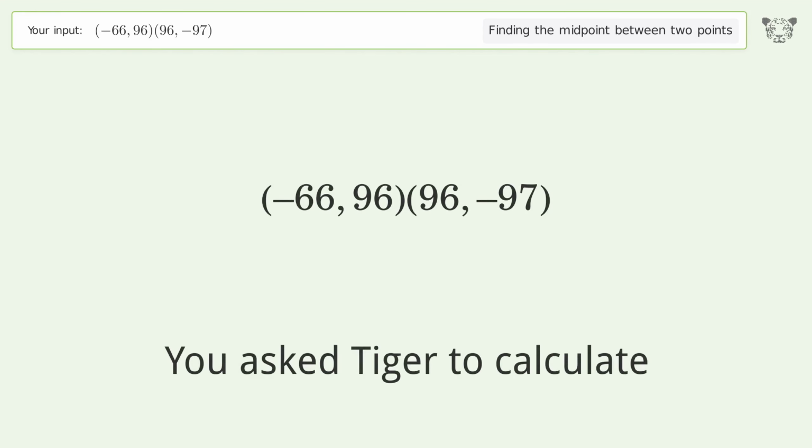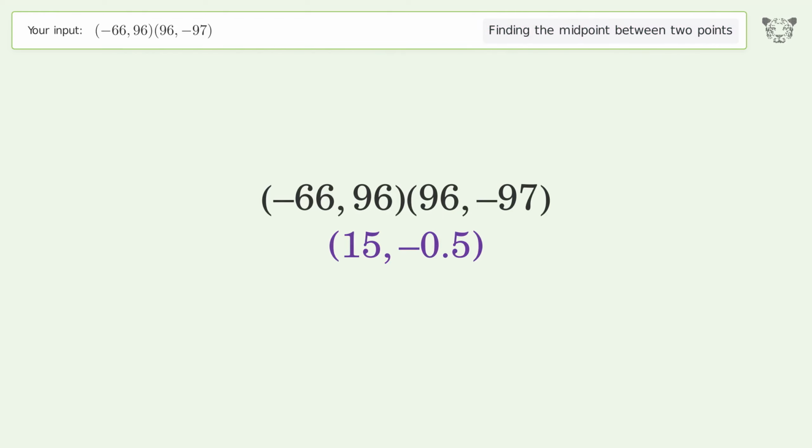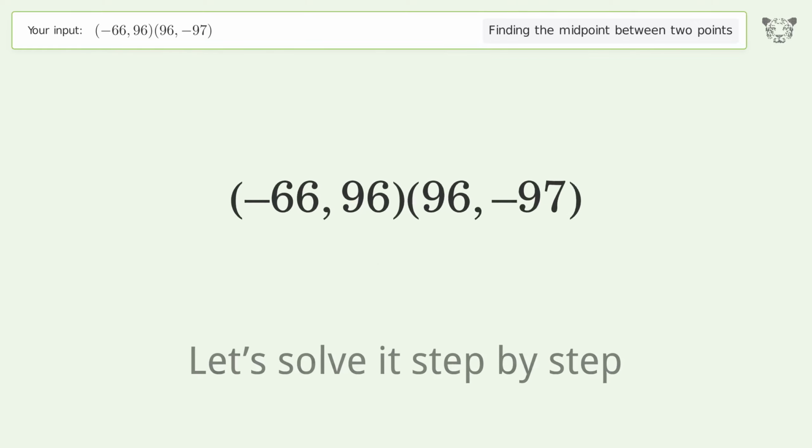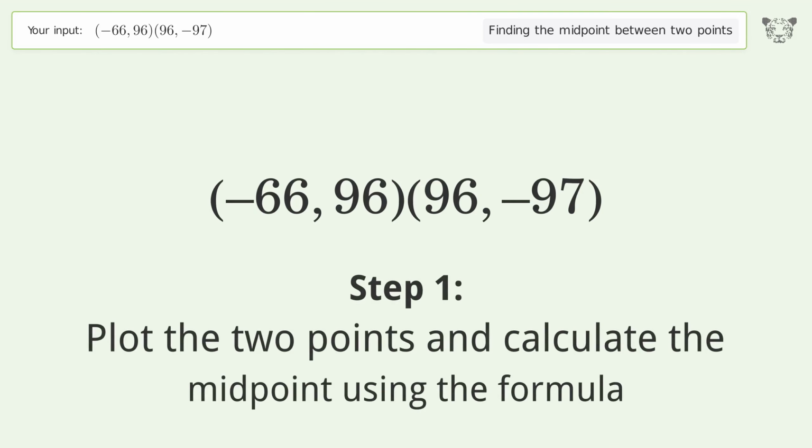You ask Tiger to calculate. This deals with finding the midpoint between 2 points. The midpoint between the 2 points is 15, negative 0.5. Let's solve it step by step. Plot the 2 points and calculate the midpoint using the formula.